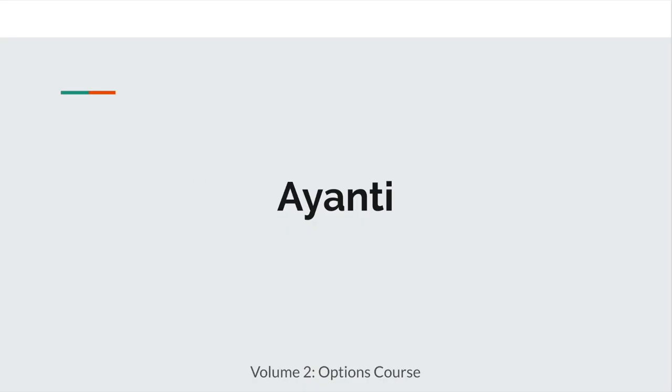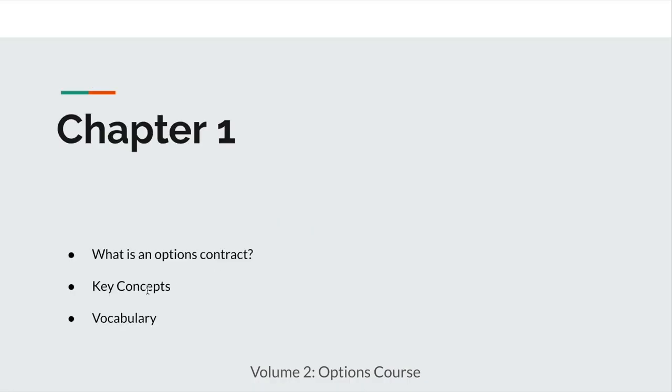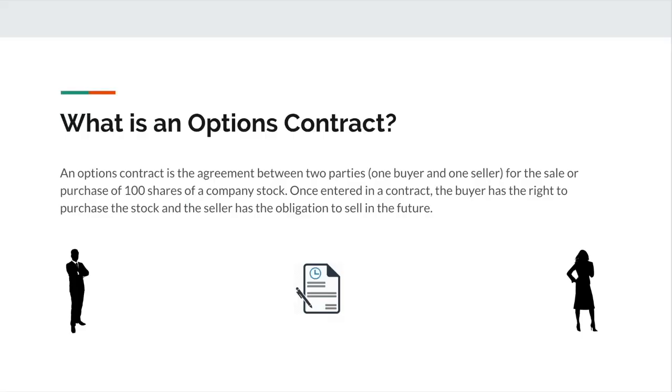We're going to go ahead and get started with the easy stuff and move on to the harder stuff as we go. In the first chapter, we're going to be talking about what an options contract is, some key concepts, vocabulary, and some analogies that will help you understand the full concept. So let's go ahead and get started with the definition.